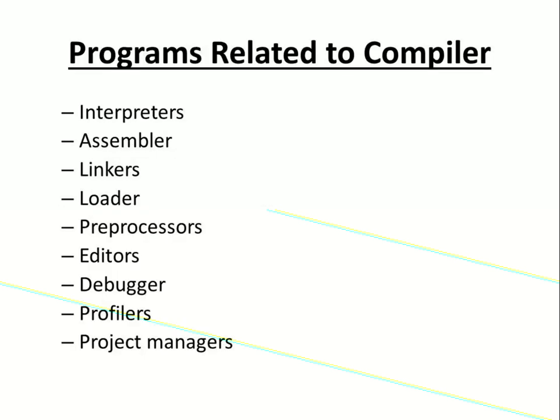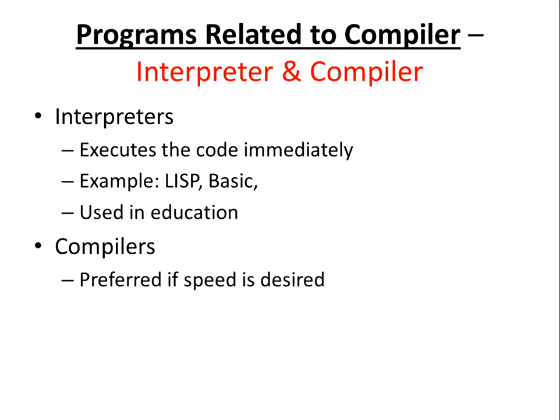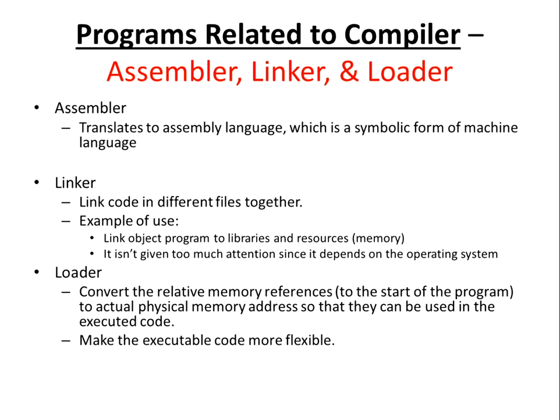Programs related to compiler: we have interpreters, assemblers, linkers, loaders, preprocessors, editors, debuggers, profilers, and project managers. Interpreters execute the code immediately. Examples are Lisp and BASIC, used in education. A compiler is preferred if speed is desired. An assembler translates to assembly language, which is a symbolic form of machine language.